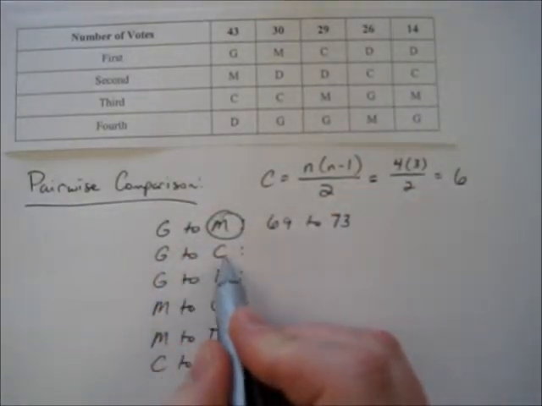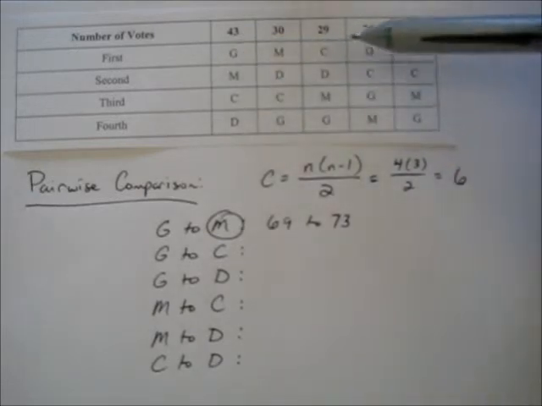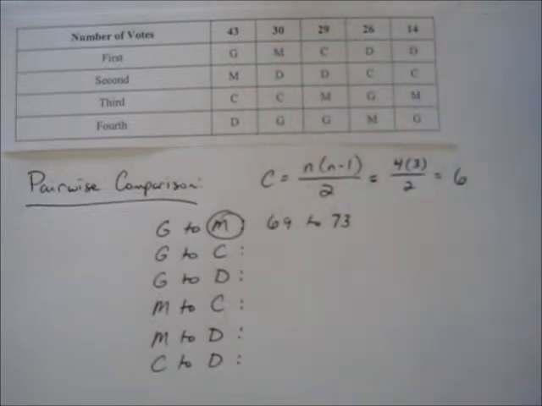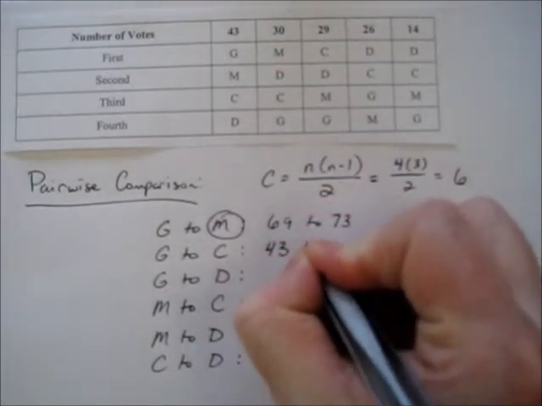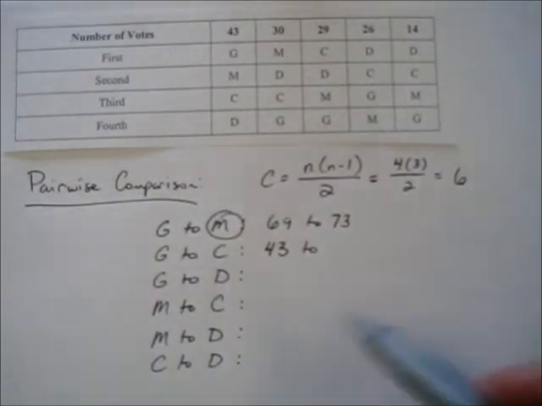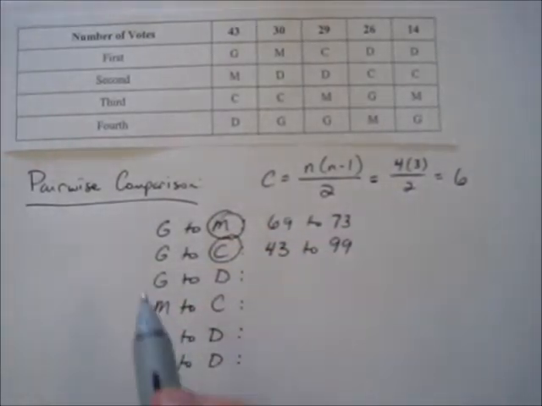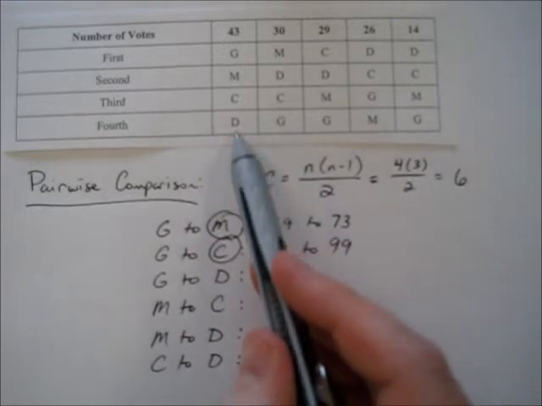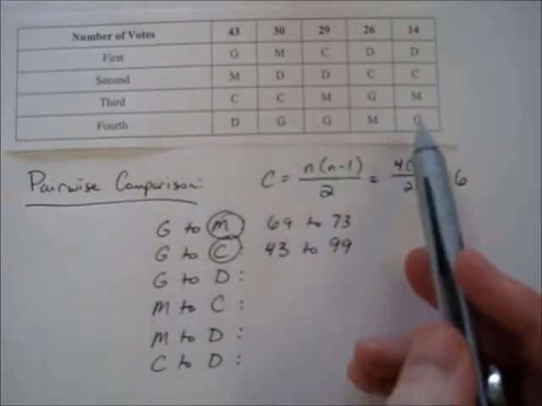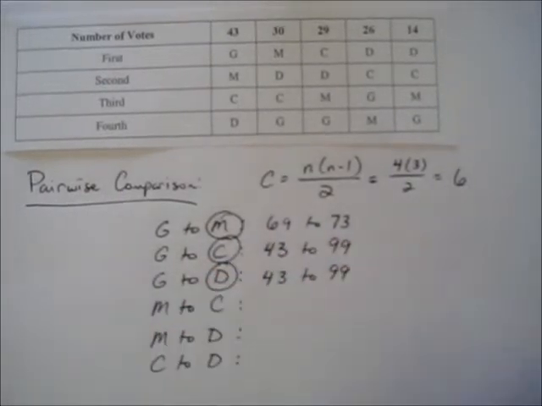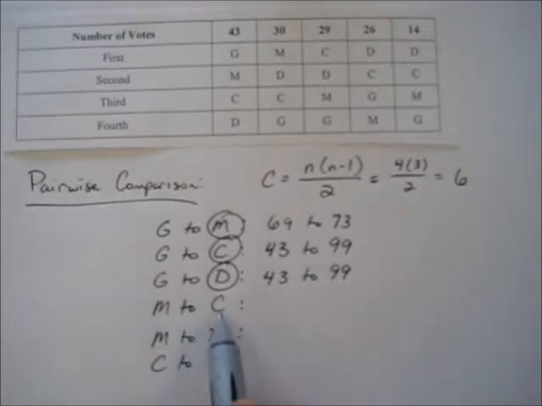Then we look at Gateway to Compact. First column, Gateway's preferred. And in no other column is G ranked higher than C except for the first column. So only 43 people like G better than C. It means all the other columns preferred C over G, and so if you subtract that from 142, we get 99, and C wins the comparison. G to D, first column, G is preferred better than D, but not on any of the other columns, so that's also 43 to 99. D wins the comparison.